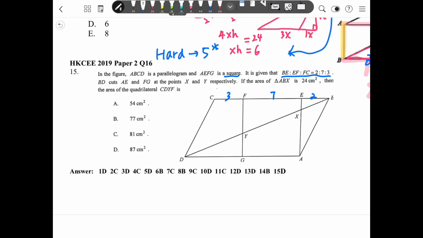And we know the area will be 24 cm square for triangle ABX. Please try to find the area for CDYF, for this blue one. Okay, then that is our final target.